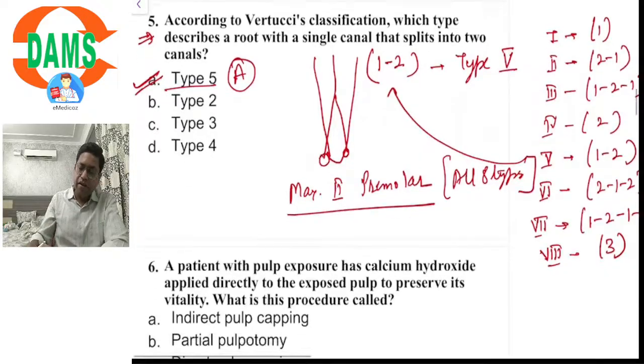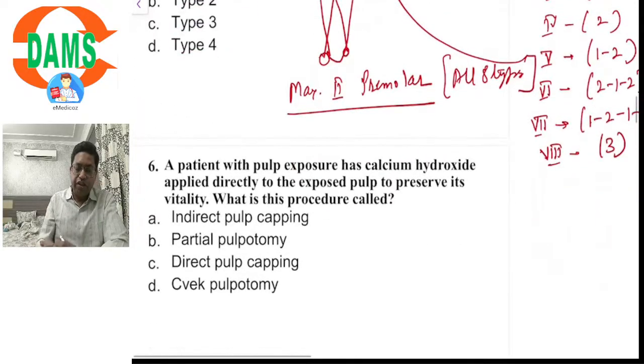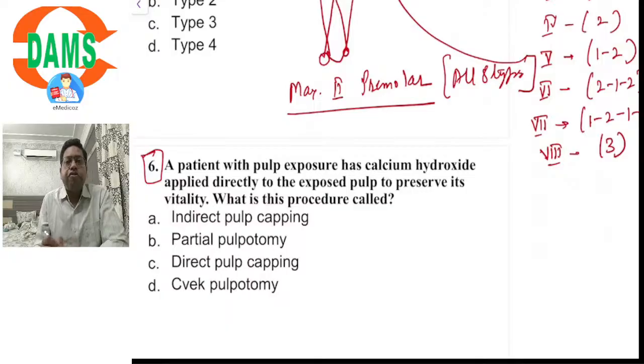Okay. Coming over to question number 6, as displayed onto your screens, a patient with pulp exposure has calcium hydroxide applied directly to the exposed pulp to preserve its vitality. What is this procedure called? A very, very simple and straightforward question. It is a form of vital pulp therapy called direct pulp capping.